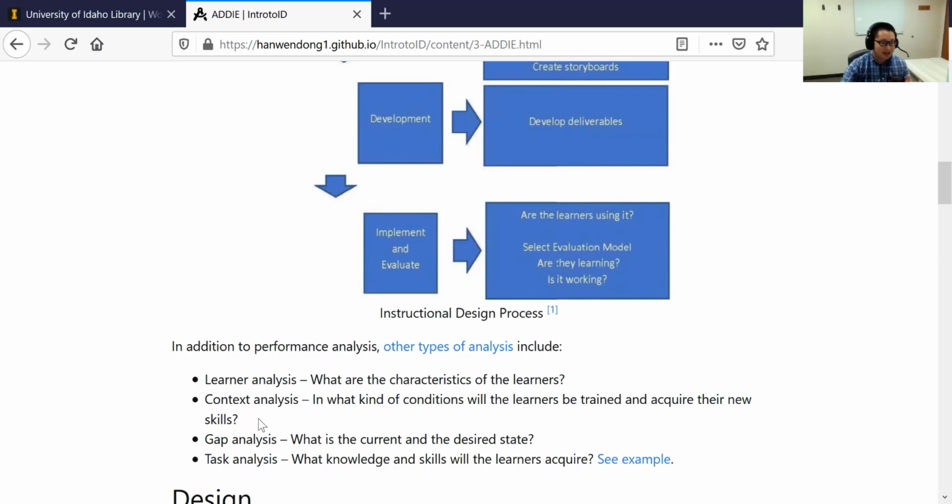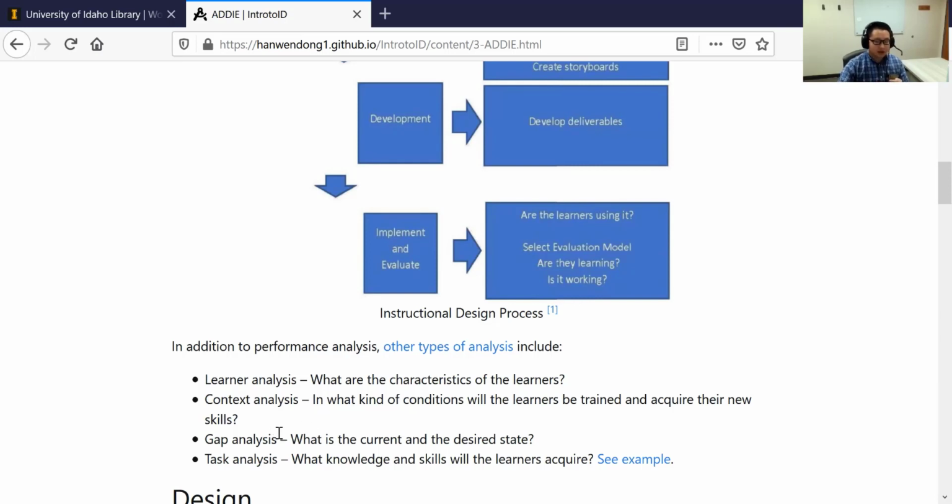Next is context analysis. What kind of conditions will these learners be trained in? Are we going to be teaching them in a class? What are those classrooms like? What kind of technology is in there? Are we teaching them online? And what learning management system are we going to be using?